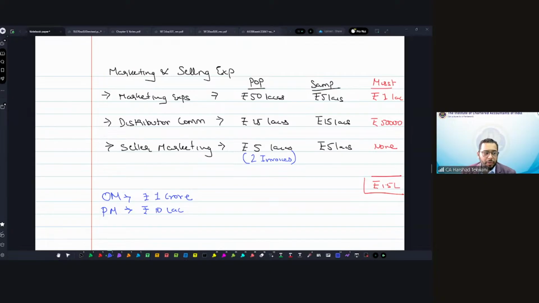Anyone? If you do this calculation the way you're saying, what will be the answer in that scenario? See, this is where we need to understand. Very good, Ayush. Sir, it is coming to 10 lakh. Then we have the performance materiality fixed as 10 lakh rupees. So it comes to 10 lakh rupees.